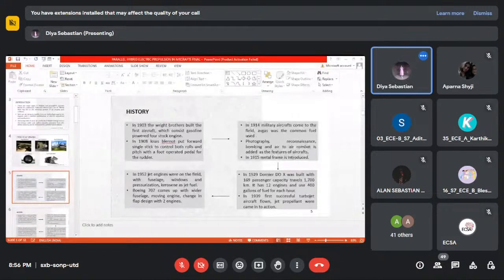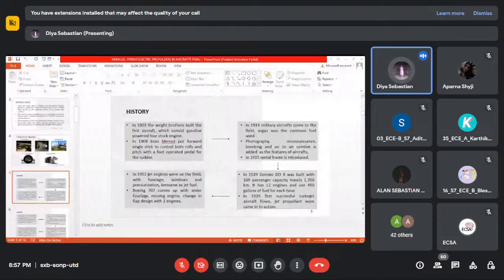In 1908, Louis Lerner put forward a single stick to control both roll and pitch, with a foot-operated pedal for the rudder. And after a long period of time, in 1914, military aircraft came to the field. As was common, the Wright brothers and Louis Lerner, those scientists, kept their aircraft and inventions a secret.